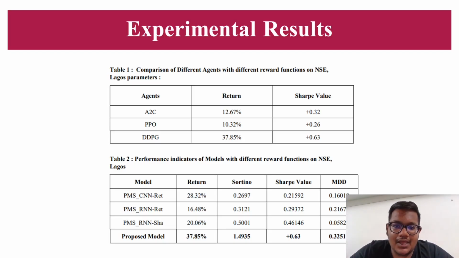So in the first table, there is a comparison of different agents with different reward functions on the National Stock Exchange. We can see the returns produced by the different agents, which are A2C, PPO, and DDPG. The higher returns have been achieved through the DDPG model. And in the second table, we can observe the performance indicators of models with different reward functions on the National Stock Exchange. With the help of our proposed model, we are able to produce a 37.8% return, which is the highest. The other models produce lower returns.